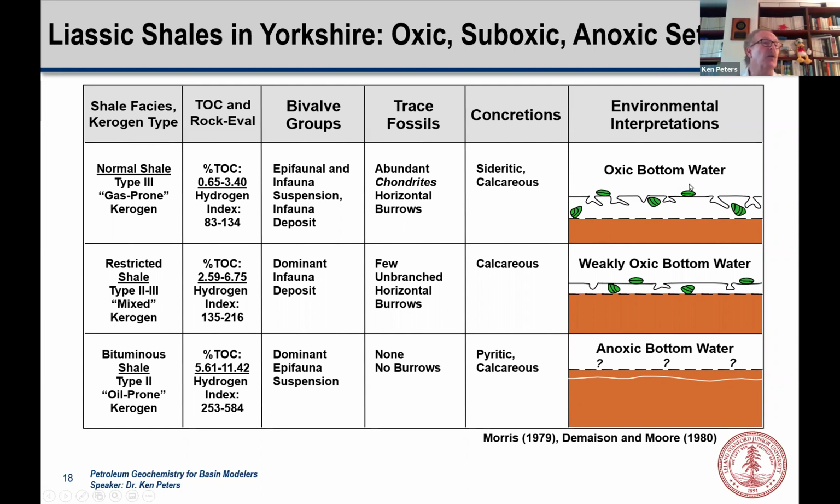At the other extreme here is the bituminous shale, still within the Liassic shales. And here we have type 2 or oil-prone kerogen. See the hydrogen indices. Type 2 kerogen is more or less defined as hydrogen index between 300 and 600 milligrams of hydrocarbon per gram TOC. These are basically type 2 oil-prone. And look at the TOCs, 5 to almost 12% total organic carbon. And we don't see a lot of burrows, and no burrows. There's maybe some epifauna or suspension feeders, but very, very limited. So we probably had a situation very similar to this. Anoxic bottom water, and then the sediments, of course, below that even are anoxic as well. Okay.